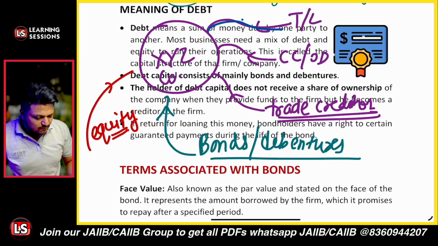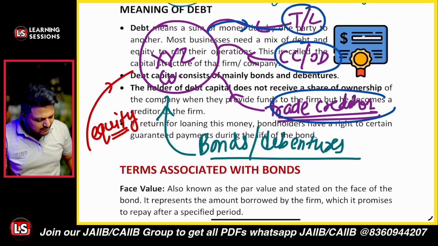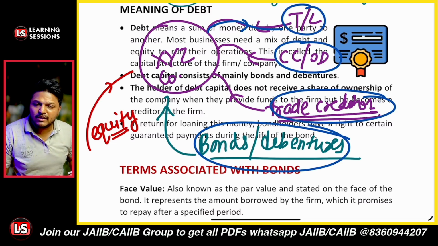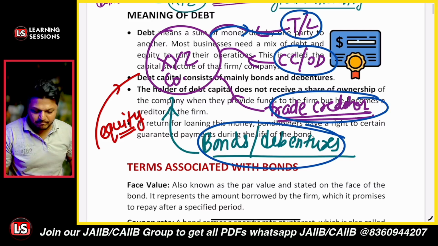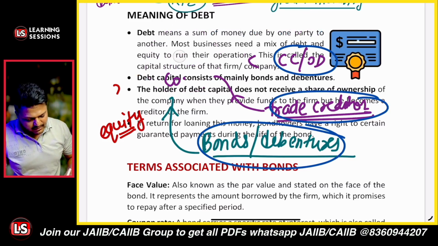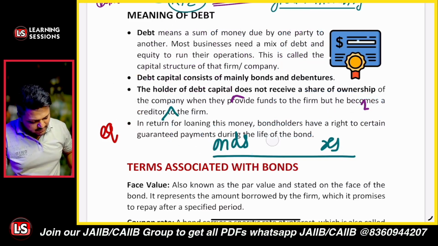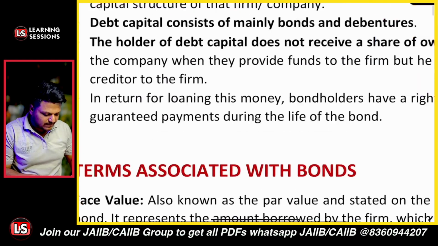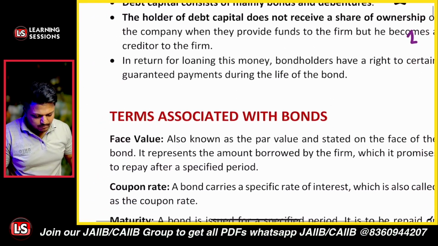But all these resources from where the money is taken, whether it's the term loan, CC overdraft, trade creditors, or bonds or debentures, are to be returned and paid back. Now, let's understand the terms which are associated with bonds. But before that, let's understand what bonds are.